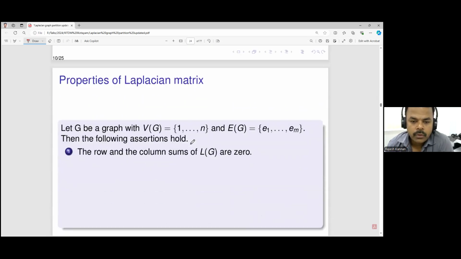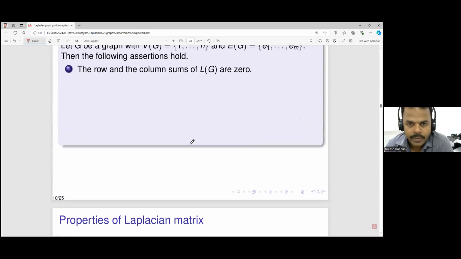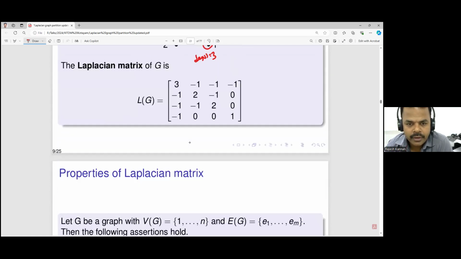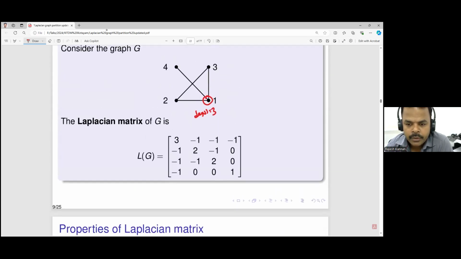Now I'm going to state some of the properties. The first property is that the row sum and column sum of the Laplacian are equal to 0. That's a trivial fact; you can see it just by looking at the matrix.